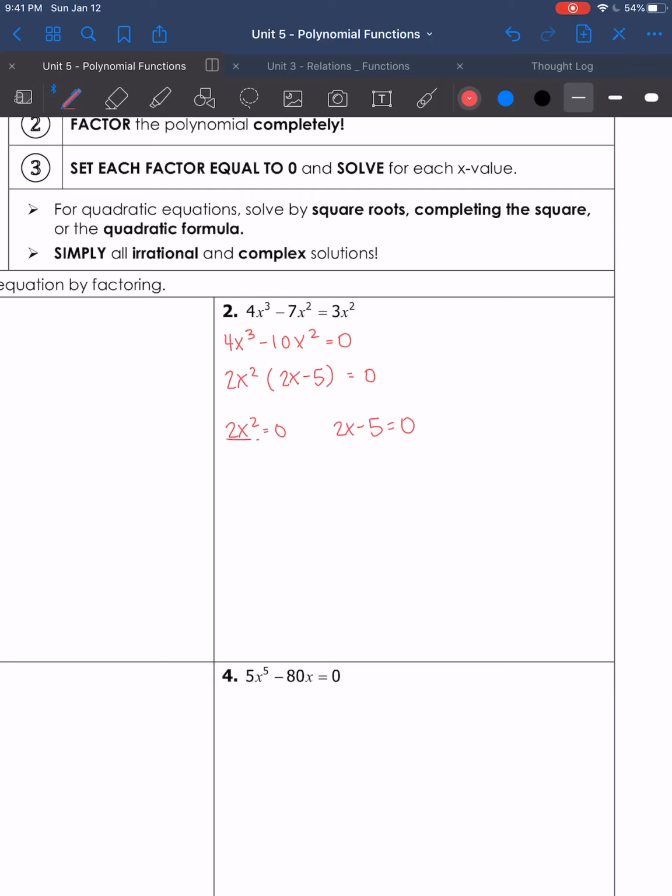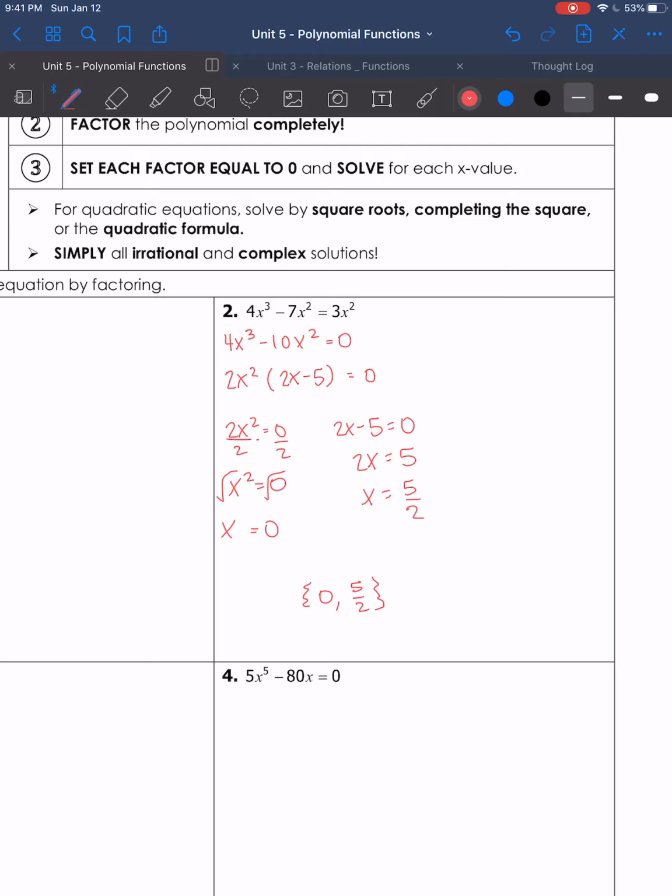And so here I'm going to divide by 2. So x squared equals 0. And if I take the square root of 0, I'm still going to get 0. So x equals 0, but it has a multiplicity of 2, as we talked about in our zeros section. And then this other factor, 2x equals 5, so x equals 5 halves. So my solutions are 0 and 5 halves. I'm not asking for multiplicity here, I just want you to understand where it comes from.